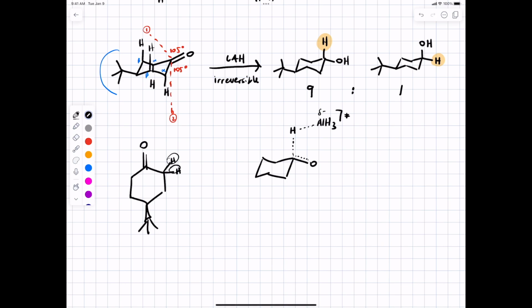Transition state, double dagger. I'm going to put those axial beta protons here, alpha, beta.